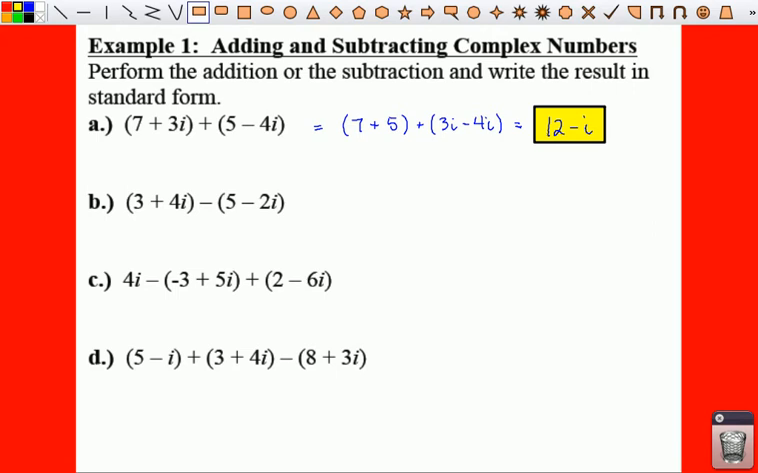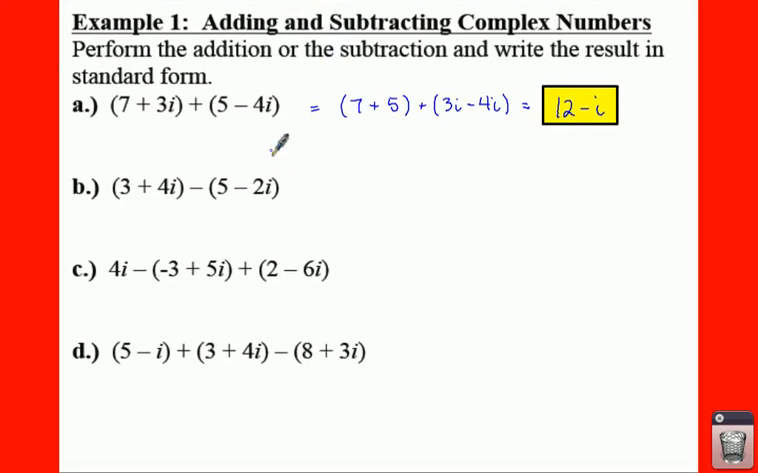So the adding part's not too bad. The only thing you have to be careful of really here is for part B, when you have to do subtraction, you have to make sure you change your signs. So that's going to become a negative 5 and a plus 2i. So when you group together, that's going to be a 3 minus 5. And then you're also going to have a 4i plus 2i, which in the end gives you a negative 2 plus 6i.